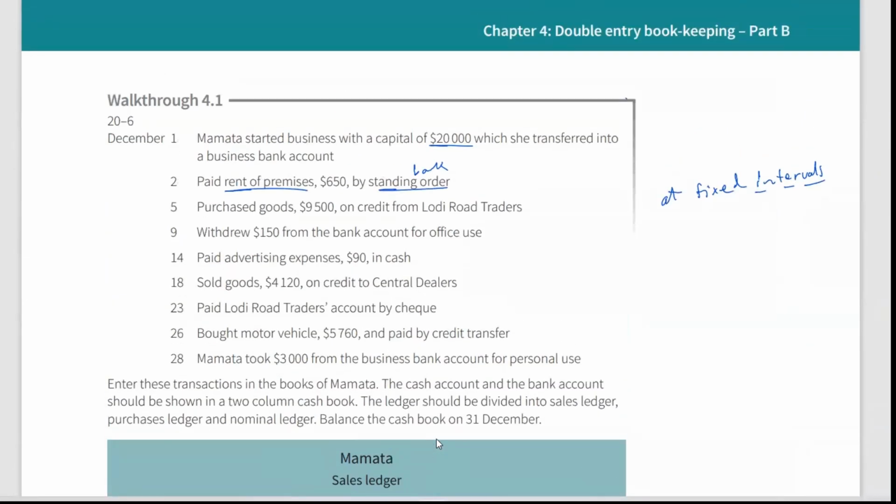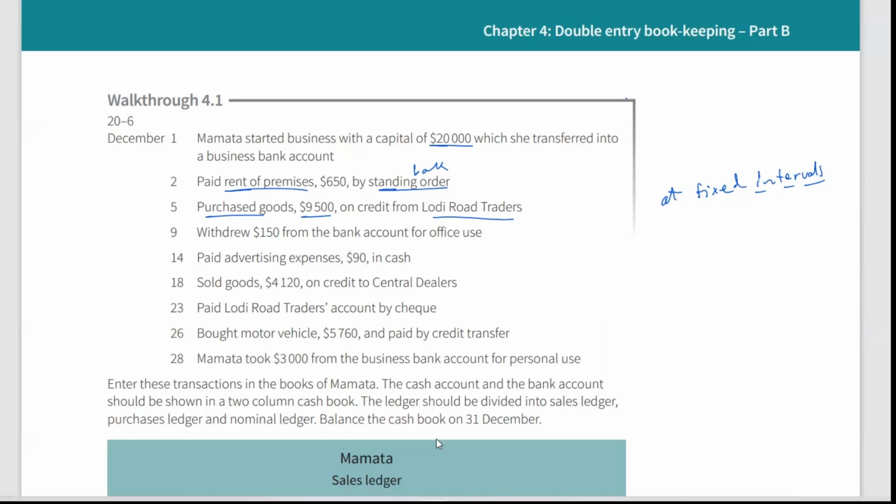Okay. And number five, I mean December 5th. Purchased goods 9,500 on credit from Lodi Road traders. Okay, so what's happening in purchases? Lodi Road traders, this is our liability. This is our trade payable. Two accounts are involved. Purchases by nature are debited. They increase inventory, that's one way to think. Costs have a debit nature. And so purchases will be debited, and which account will be credited? Lodi Road traders, because they are our liability.